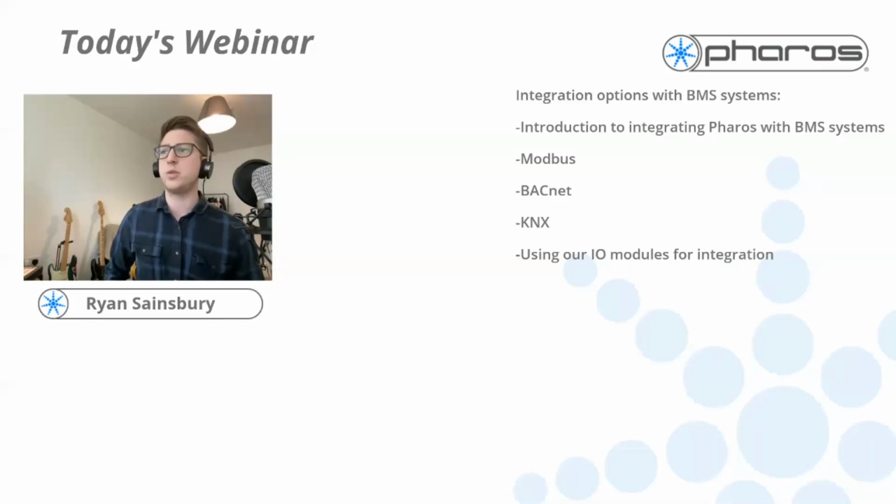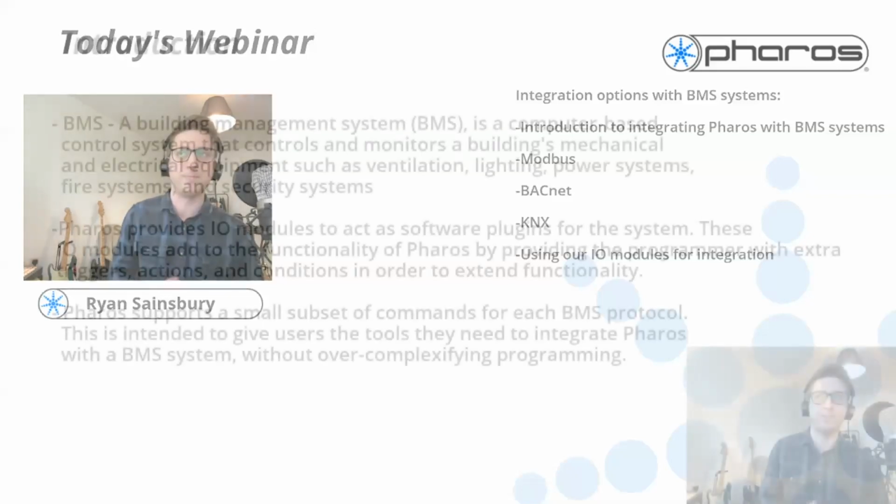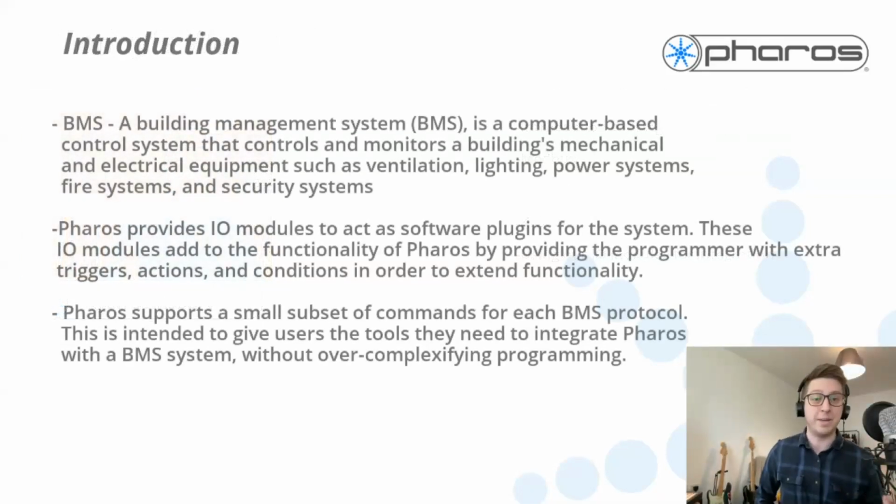So first off, I just want to start off with a little intro. Just want to quickly talk about what actually a BMS system is. So a building management system is a computer-based control system that controls and monitors a building's mechanical and electrical equipment. So things like ventilation, lighting, power systems, fire systems, security systems.